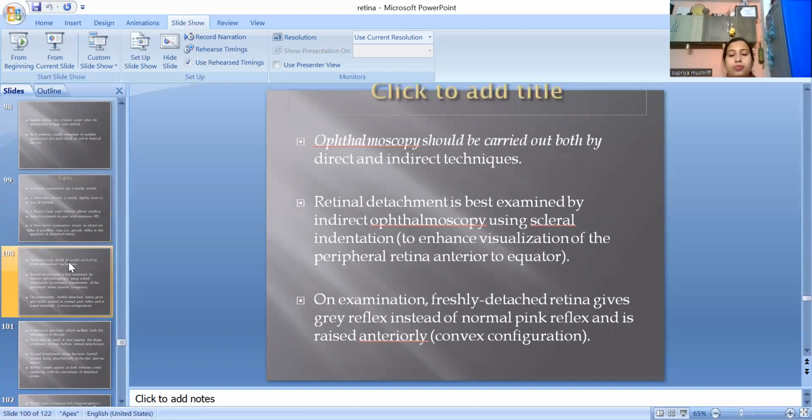Ophthalmoscopically, the examination should be carried out by both direct and indirect techniques. Retinal detachment is best examined by indirect ophthalmoscopy using scleral indentation to enhance visualization of the peripheral retina anterior to the equator. Otherwise, it can be missed. Peripheral RD can be missed if we diagnose it by direct ophthalmoscopy or 78D or 90D, which I have told you in the previous slides or lectures of retina.